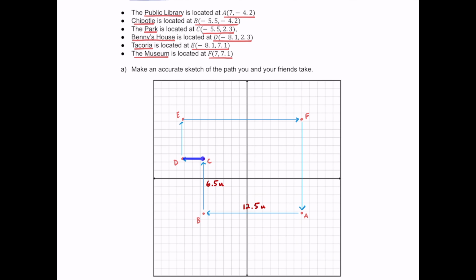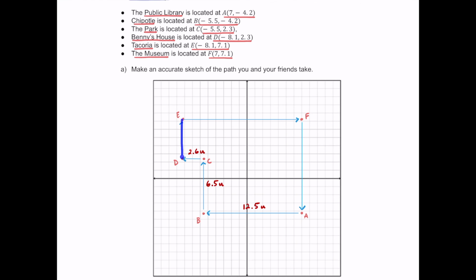Now for DC, these are pretty close. They should have matching y coordinates, which they do. They have 2.3 and 2.3. Now they're in the same quadrant, so we have to subtract their absolute values here. So 8.1 minus 5.5 should be 2.6. So you can go ahead and write that out if you need to, but this should be 2.6 units.